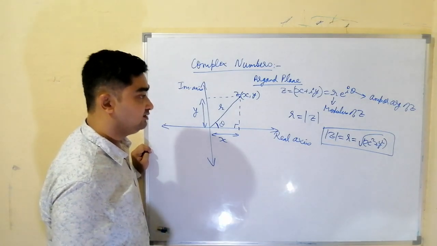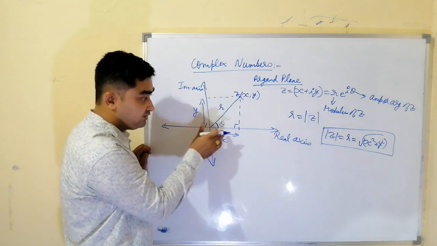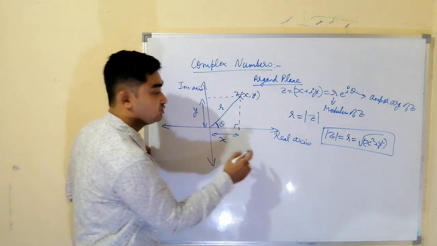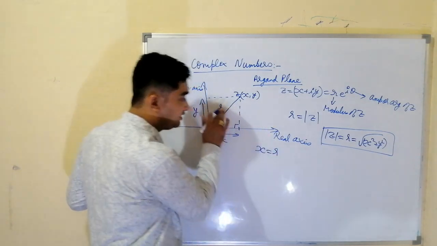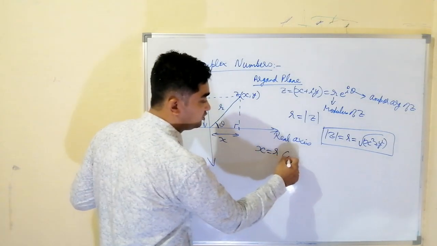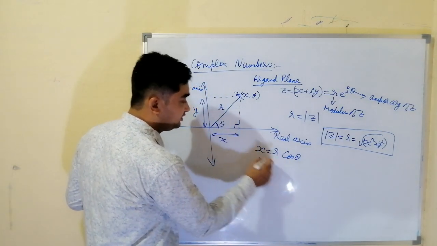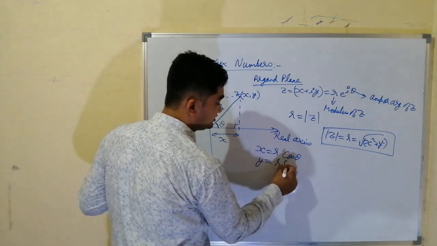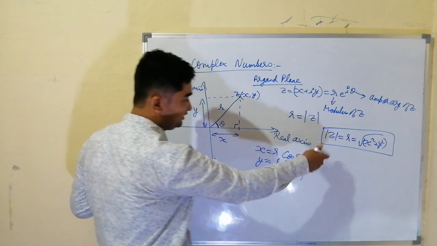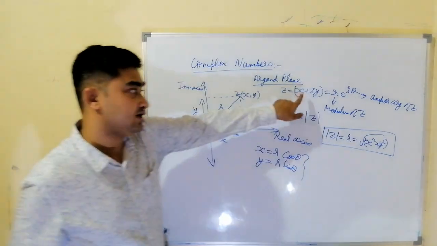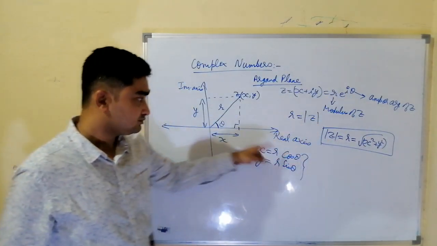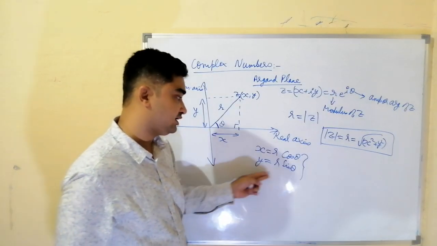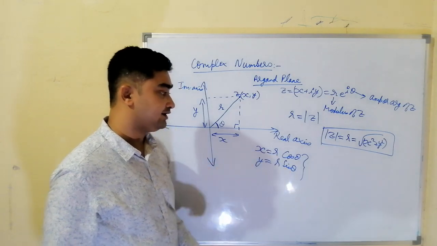So again we can verify. We know it is a right angle triangle. This is r, this is x. So x will become r cos theta, and y will become r sin theta. This we have already seen by comparing x plus iota y with this. From this Argand plane also we can verify that x is r cos theta, y is r sin theta.